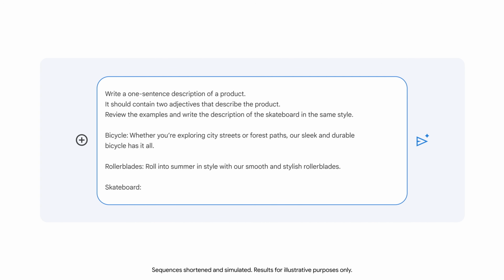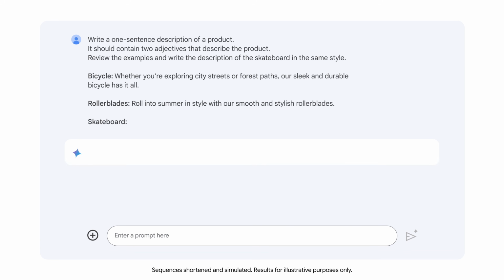When we add this label and leave the product description blank, we indicate to Gemini that we want it to complete the description of the skateboard like it did with the other two product descriptions. Let's review our output. The output offers a product description of the skateboard that meets the criteria we requested and is in the same writing style and format as the examples we included in our prompt. In this case, two examples were enough to obtain useful results.